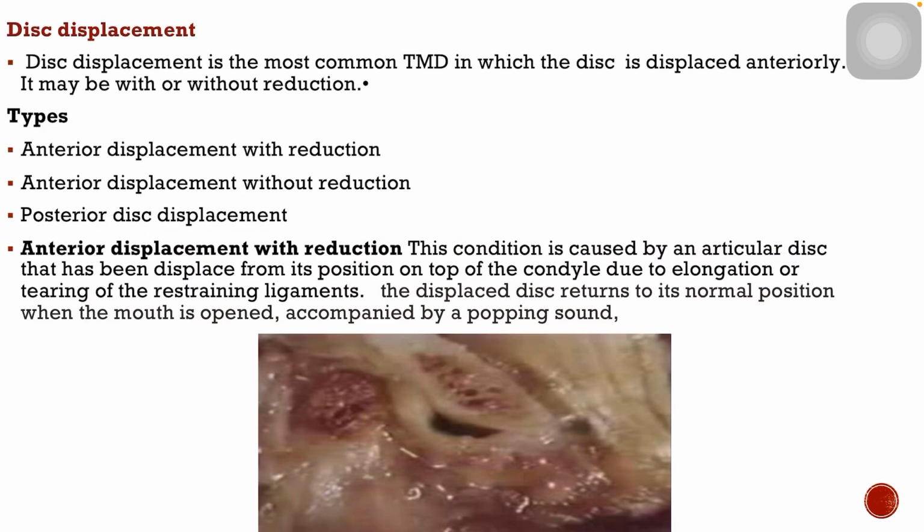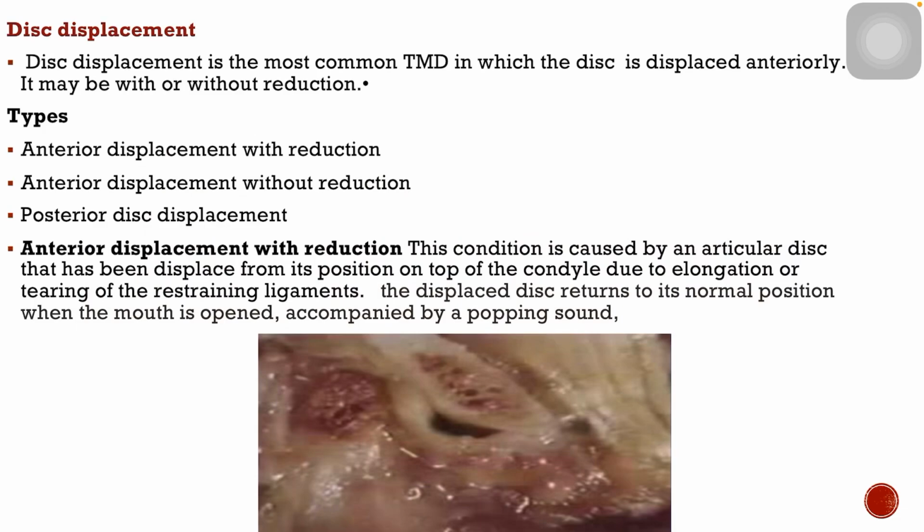Disc displacement. Disc displacement is the most common TMJ disorder, in which the disc is displaced anteriorly. It may be with or without reduction. Types: anterior disc displacement with reduction, anterior disc displacement without reduction, and posterior disc displacement.